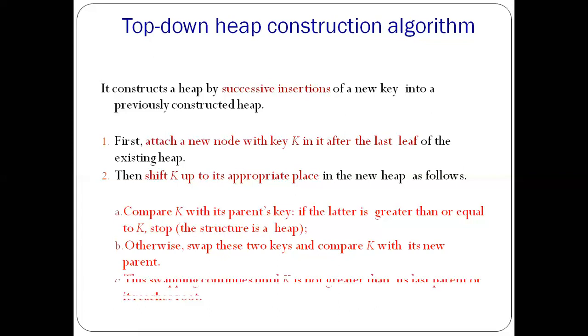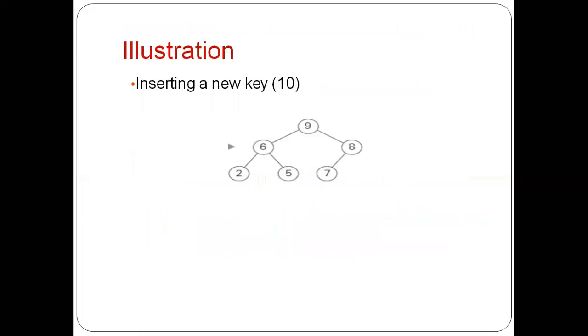We will see an example. This swapping will continue until k becomes greater than its parent, or k reaches the root location. So this example will show you that. This is the current existing heap. It is a complete binary tree, and every parent node is higher than its children. So this is a heap. Now you have to insert 10.